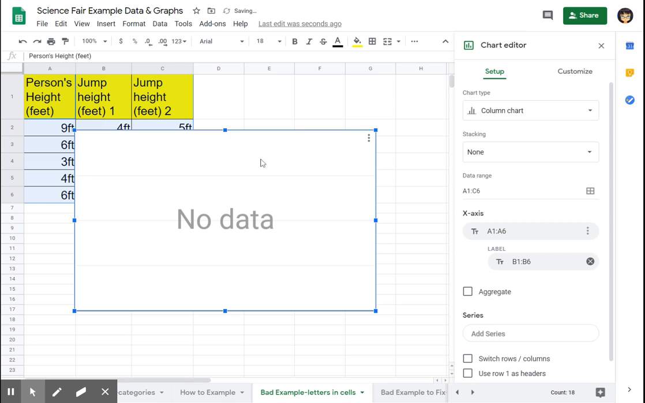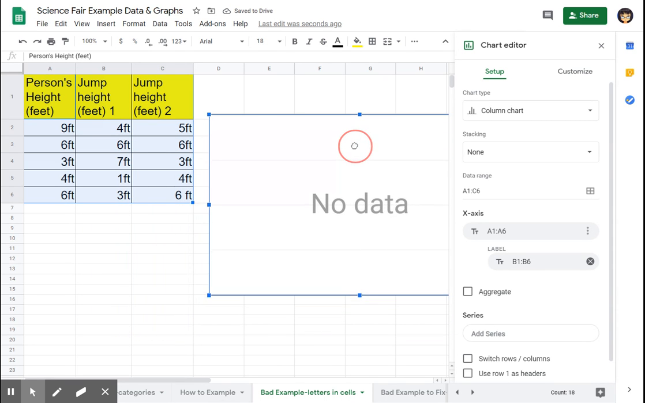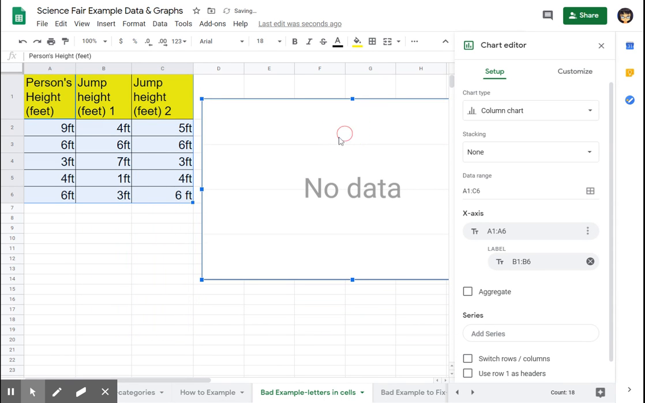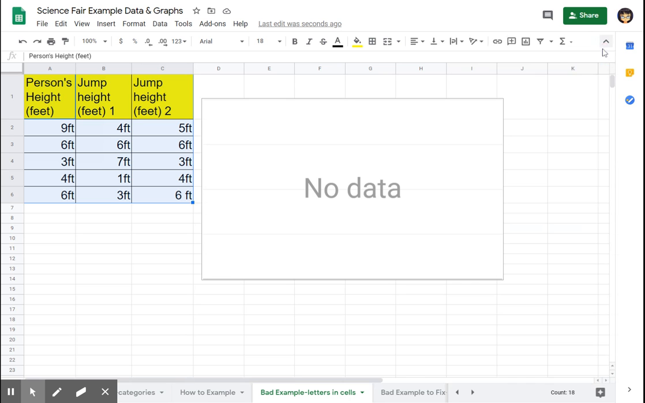But it says no data and it's confused. I've had people come to me over and over in previous times saying, why doesn't it work? This stupid machine does not work. Well, the machine is confused. You can't make a graph out of this because there's no numbers.